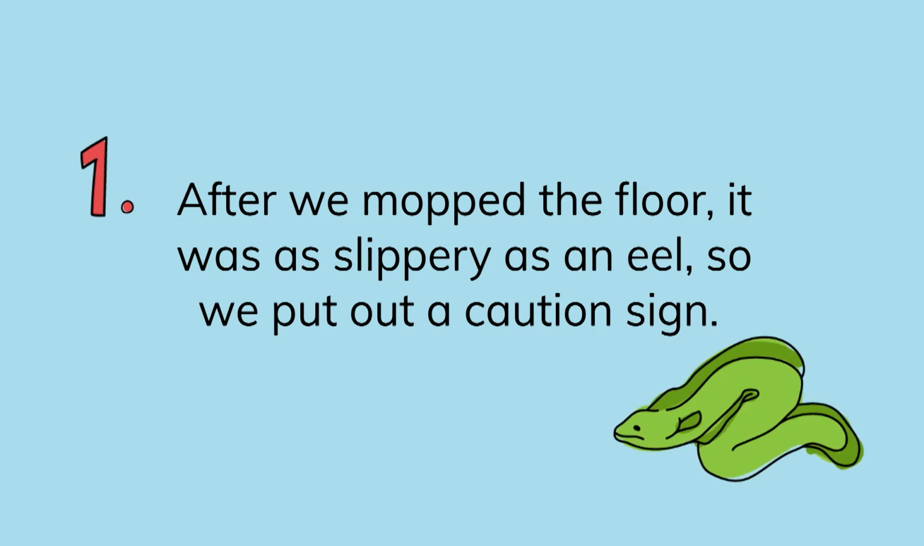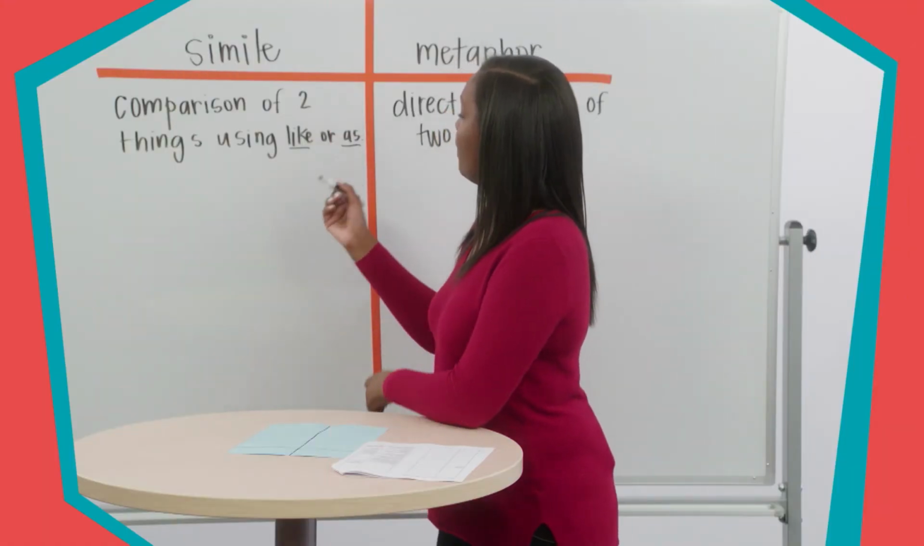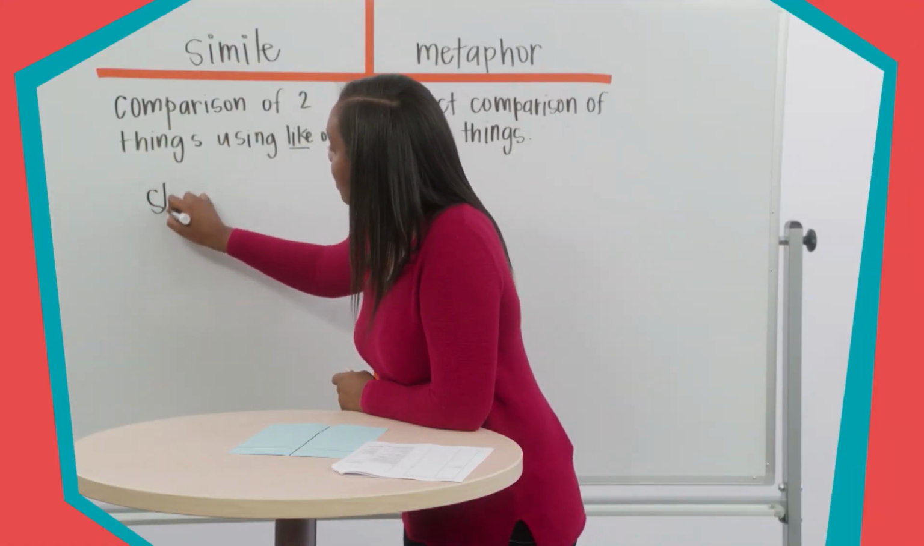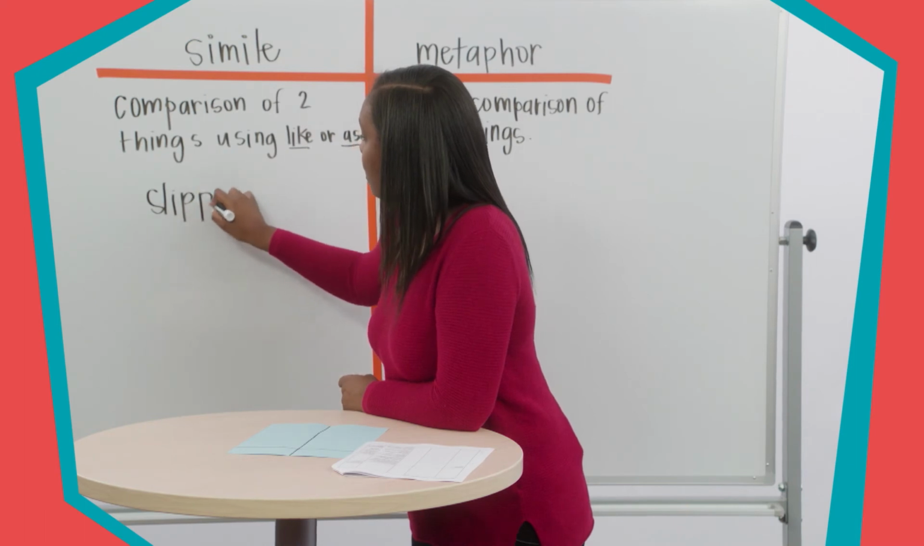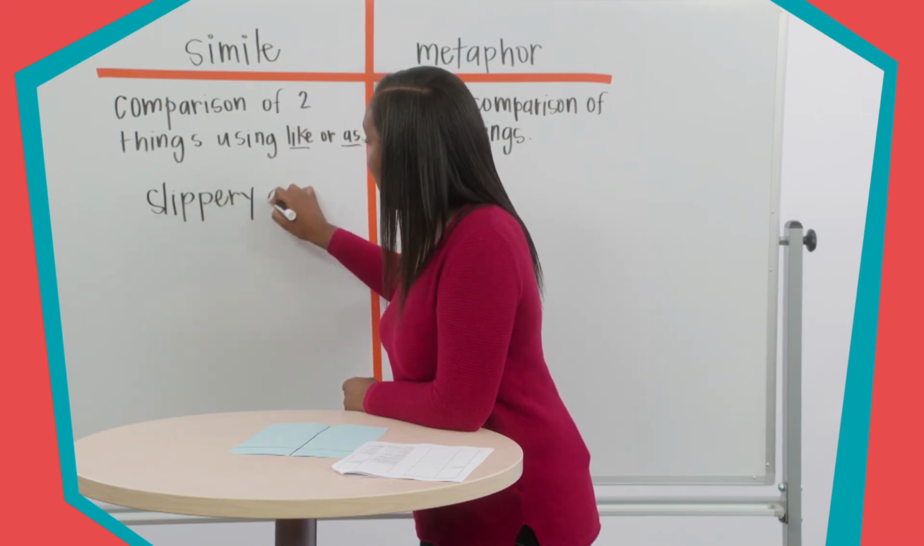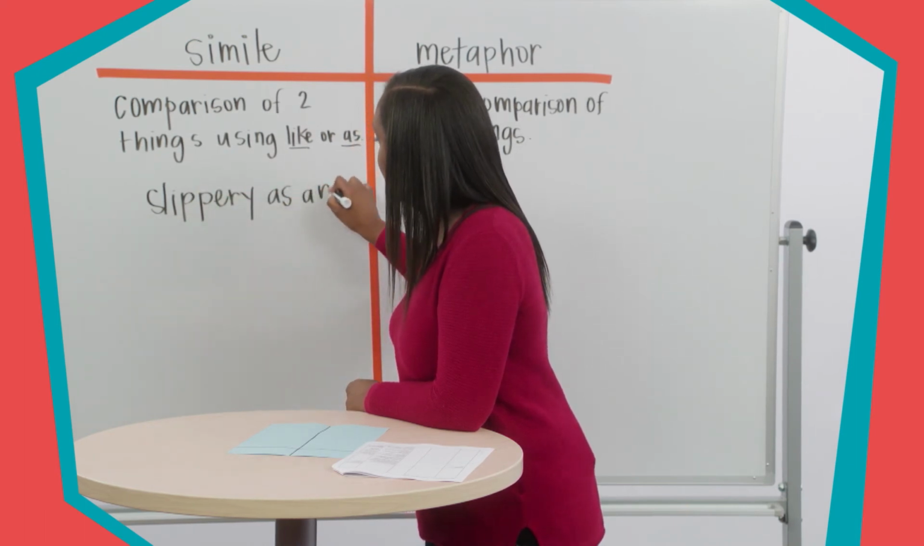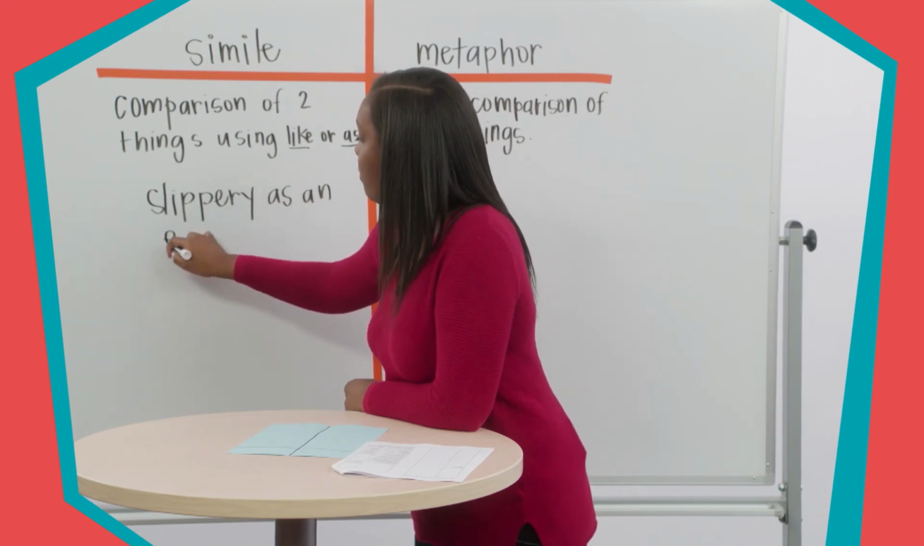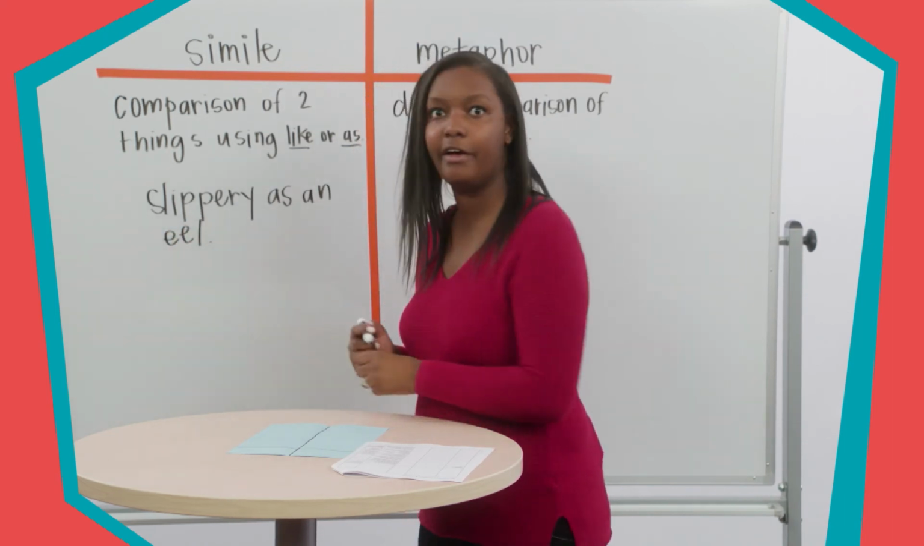Yeah, so it is slippery as an eel, awesome. But what kind of figurative language is slippery as an eel? Go ahead and shout that out to me too, let me hear. Good job, awesome, it is a simile. Let's go ahead and add that to our T-chart. Slippery as an eel. I would not want to be over there because we might fall and hurt ourselves.